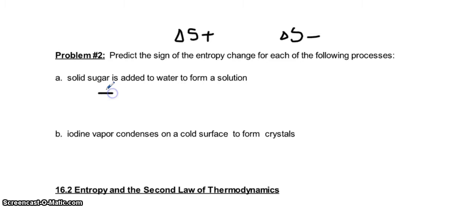Hopefully you said more disorderly. We have the aqueous zooming around in a much more disorderly fashion than a strict solid. How about iodine vaporizes? Iodine vapor condenses on a cold surface to form crystals. So here we have a gas going to a solid. Now, do you think that's very orderly or disorderly for that to happen?